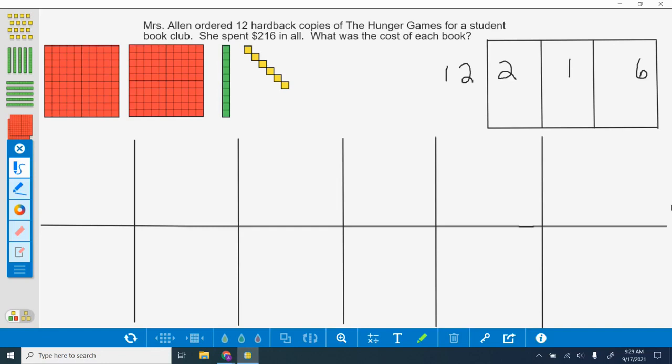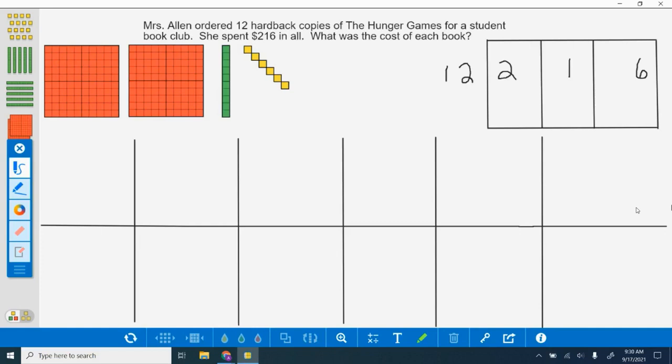Hi, my name is Mrs. Holmberg, and today we're going to be looking at a story problem. We're going to be talking about base 10 division using some base 10 blocks, and we're going to be exploring the explicit trade notation. So let's go ahead and take a look at our story problem.